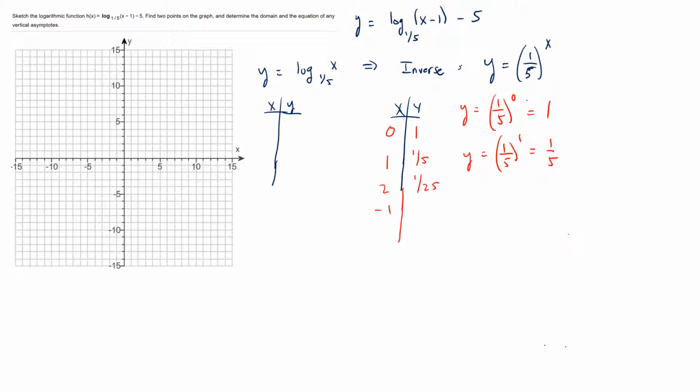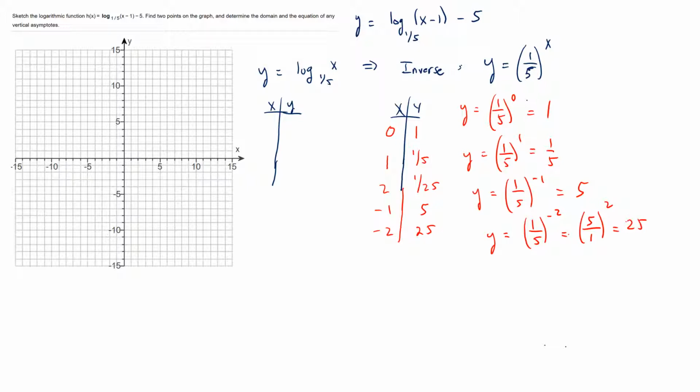And I'm going to put in some negative numbers. If I insert -1, that would cause the 1/5 to flip, so it would be 5. And -2 would end up being 25. That would be 1 over 5 to the -2, which is 5 over 1 to the +2, and so there's where the 25 comes from.